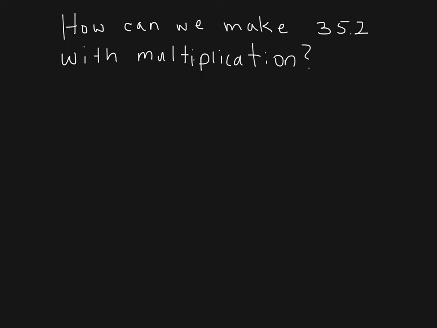So first of all, let's revisit basic place value, and I want you to think about how can we make the number 35 and 2/10 with multiplication. And we're going to be multiplying by a power of 10: 10, 100, 1,000. I'd like you to make a place value chart on your scratch paper and figure out several different ways that you could multiply and end up with 35 and 2/10. So stop the video for a minute, make your place value chart, do some multiplication, and see how many different ways you can make this number.